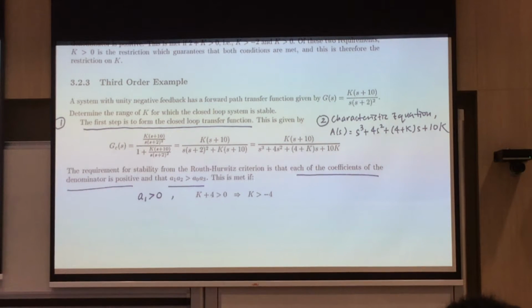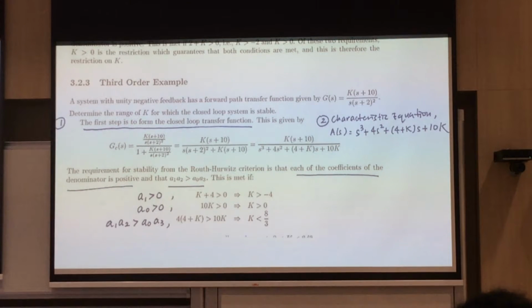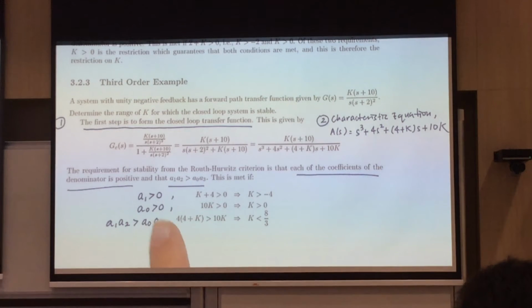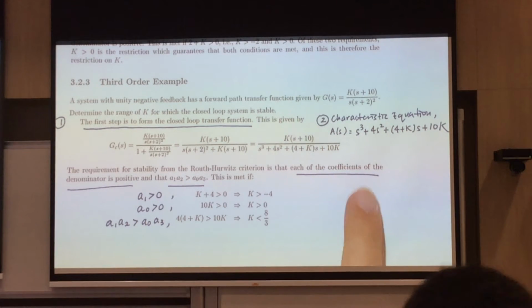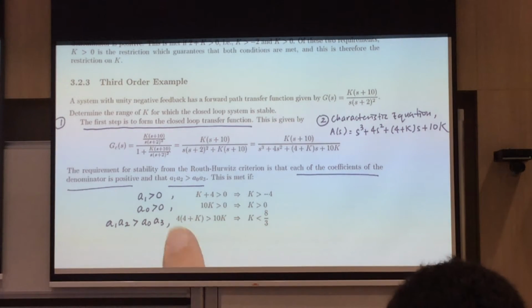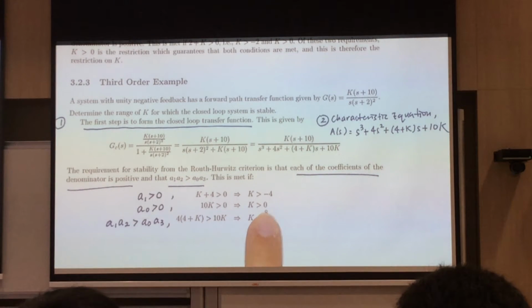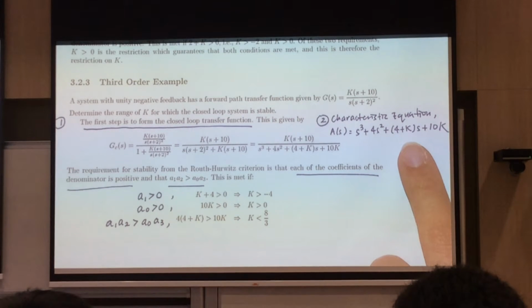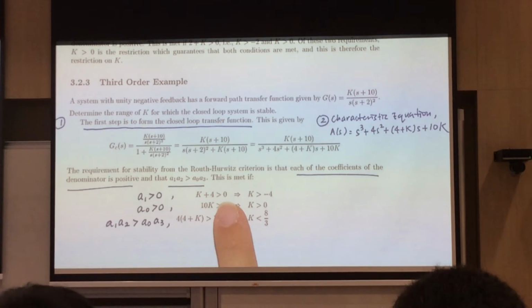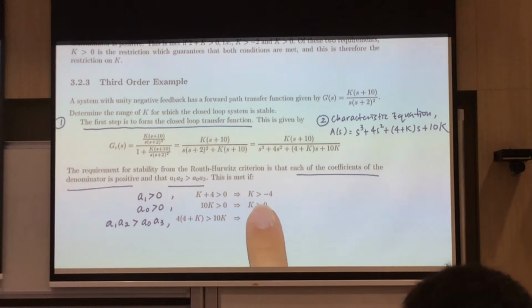Okay, so check the conditions one by one. Work out what your A0, A1, etc. are. Let's just look at A0. A0 must be bigger than 0. So A0 is 10k. 10k bigger than 0, meaning k must be bigger than 0. A1 greater than 0. A1 is 4 plus k. So 4 plus k greater than 0 implies that k must be greater than minus 4.